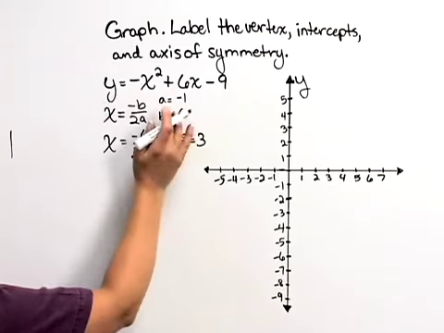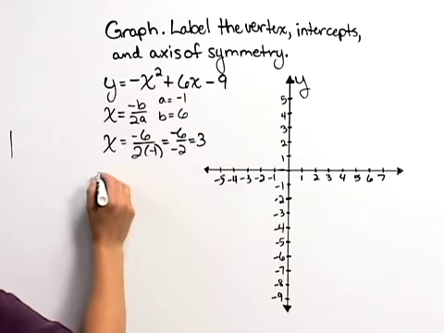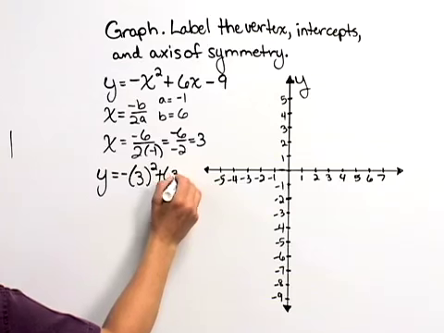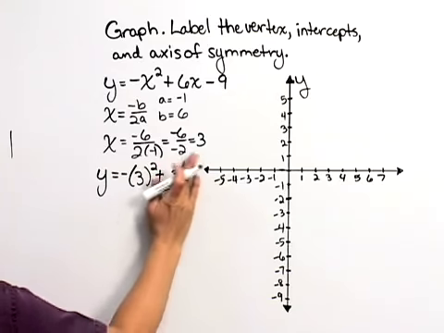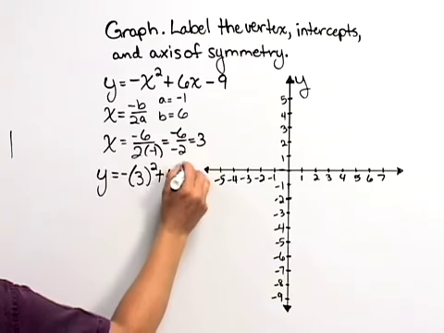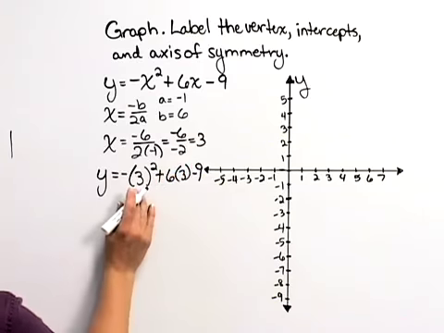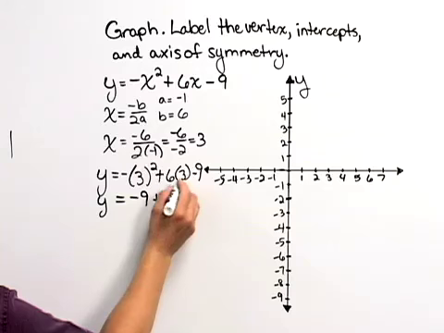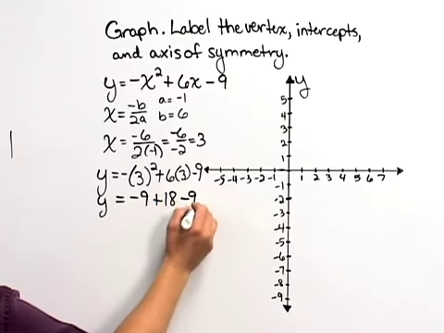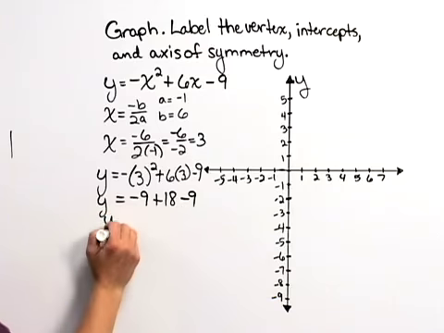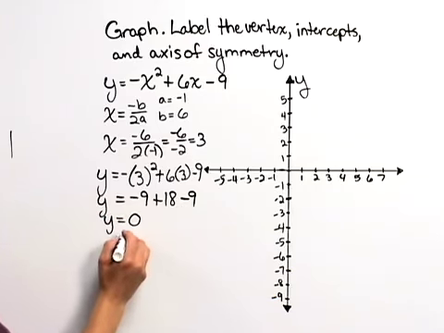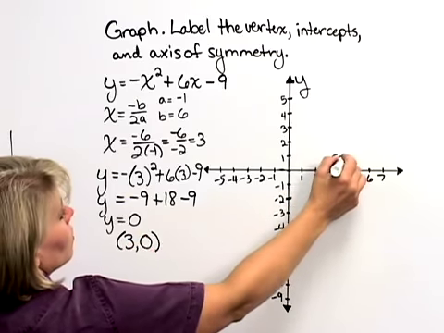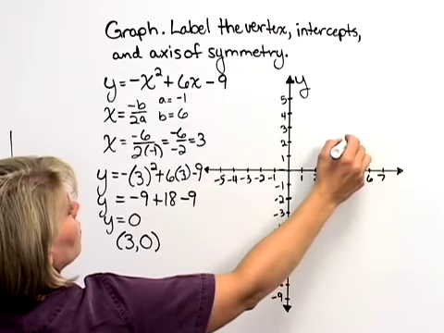Let's find our y-coordinate by taking this 3 and replacing the x's with it. So we have y equals the opposite of 3 squared plus 6 times 3. Make sure you get your 6 in there. Minus 9. The opposite of 3 squared is -9, so y will equal -9 plus 6 times 3 is 18, and then we've got our minus 9 on the end. And that comes out to making y equals 0. So our vertex is at 3, 0. Let's plot that. 3, 0 is right there, and that's going to be our vertex.